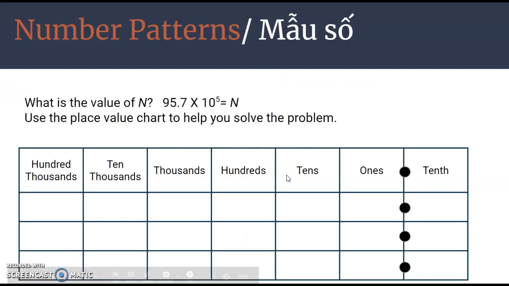All right, here's your last problem. And now this one, you're on your own, buddy. I want to see what you know. Okay, here's what the question says. What is the value of n? The question says 95 and 7/10 times 10 to the 5th power is equal to n. What's the answer for n? Solve this in your notebook.